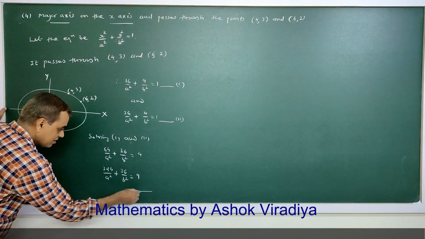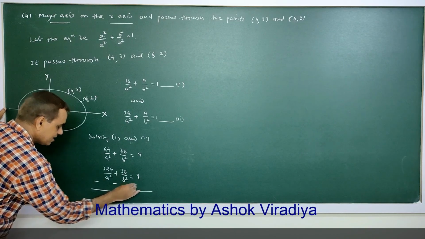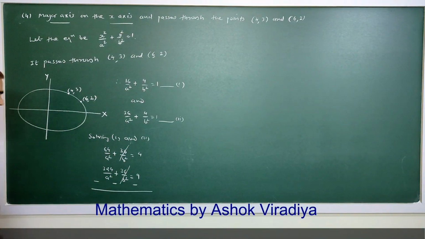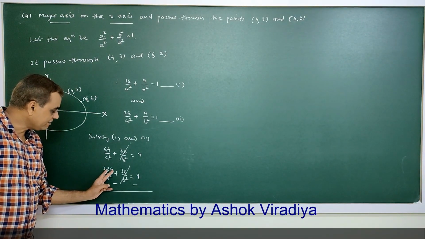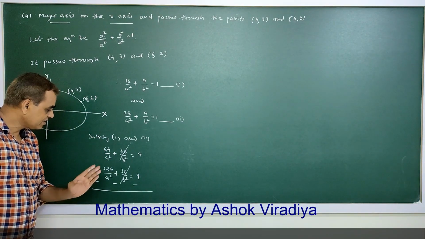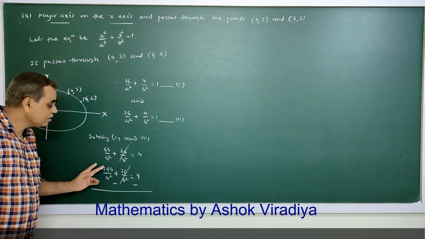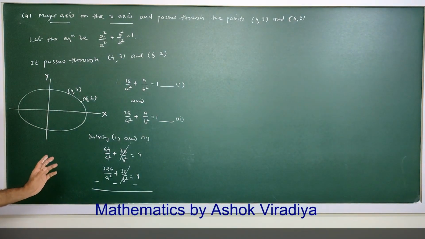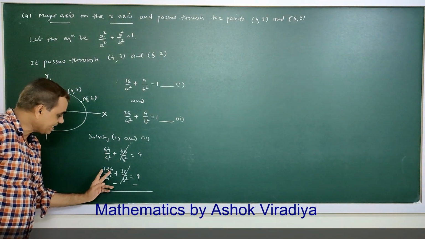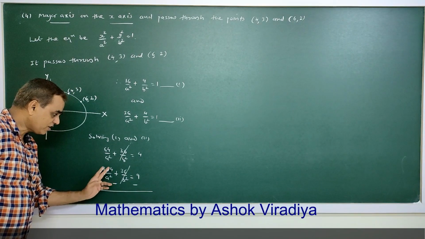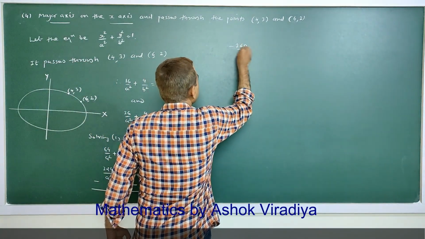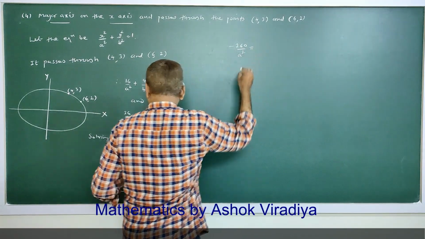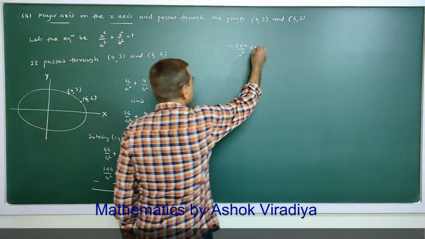Now taking subtraction, the b square terms will be cancelled. 64 minus 324, remove 24, then 40 is left, so 260 is left. So minus 260 upon a square equal to 4 minus 9, which is minus 5.